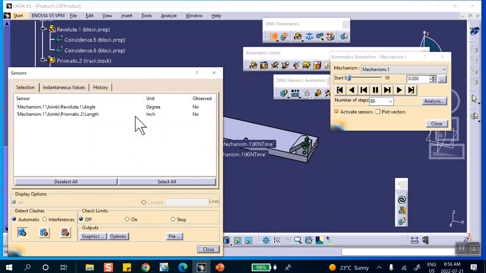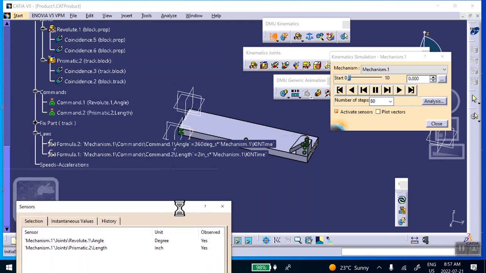Notice that I did not create any sensor. I could have. But in spite of that, it allows you to plot those things. These are the commands. One of them is the length, the other one is the angle. Although I didn't specify any sensor, I can still plot those. So let me say yes and yes. Move it down.